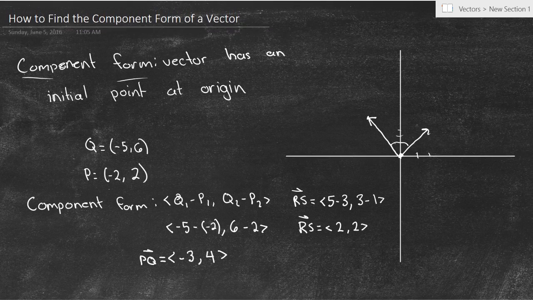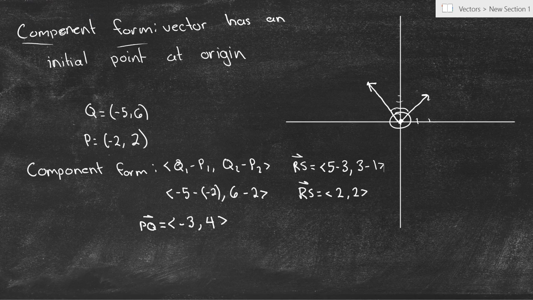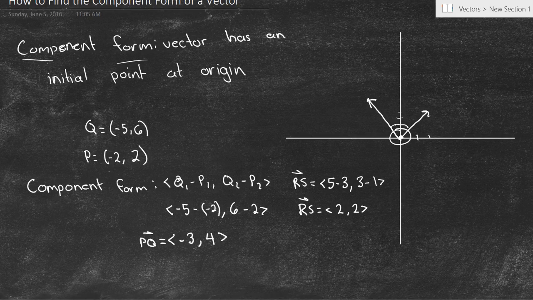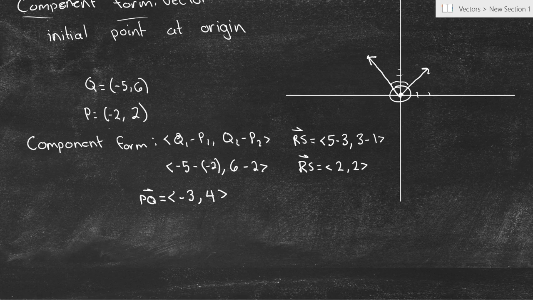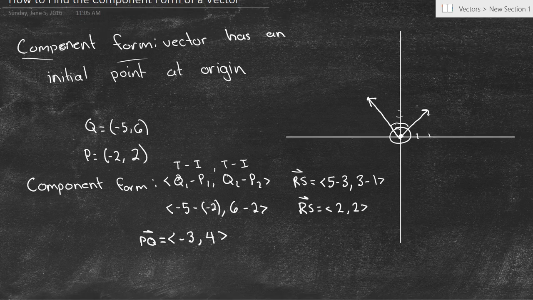Just know that component form is changing these random vectors, which may be shooting out here and shooting out here, and making them all have the same starting point, which is the origin. And remember, what you do is you take the terminal point and subtract the initial point for each of the x and the y values. So terminal minus initial, and then terminal minus initial, and you will be given your component form of the vector.